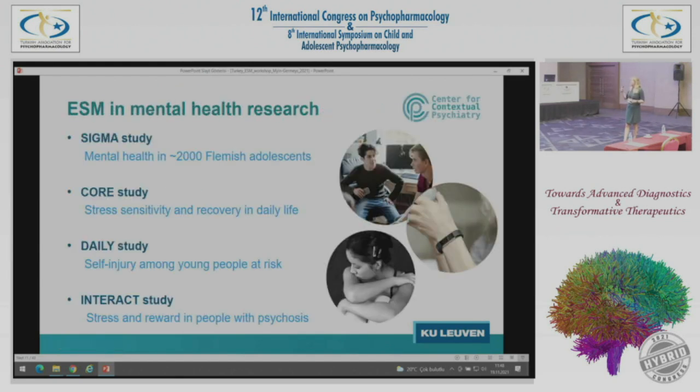So we're running a lot of studies in research. For example, we're running the Sigma study, which is on mental health in about 2,000 Flemish adolescents. We're running the CORE study, which is on stress sensitivity and recovery. The DAILY study, which is on self-injury in young people. The INTERACT study, which is on stress and reward in people with psychosis, and then interventions. So we're running a lot of studies in mental health.